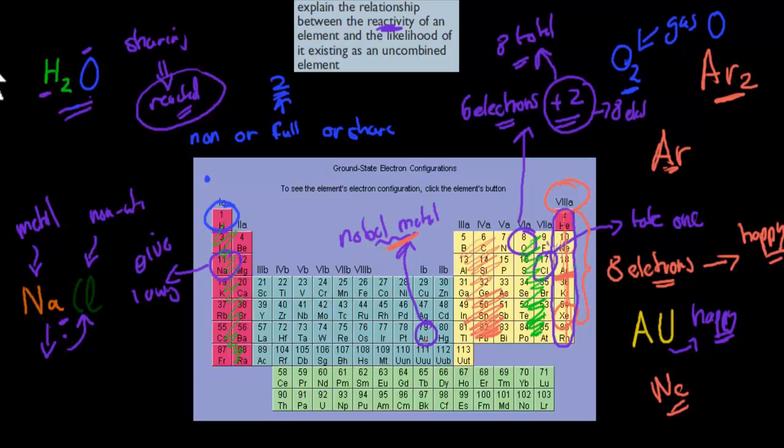So the top one says: explain the relationship between reactivity of an element and the likelihood of it existing as an uncombined element. The more reactive they are, which were the metals on this side and non-metals on this side, the more likely they are to be found combined with something else to become happy, more or less. Whereas if they have, for example, 8 electrons in the outer shell, they won't be reactive, and you can find them by themselves. And then we have certain elements like gold, which are noble metals, which we can also find by themselves.